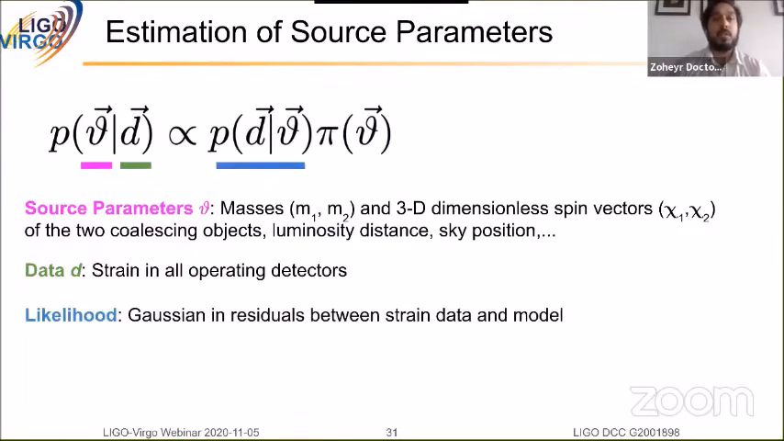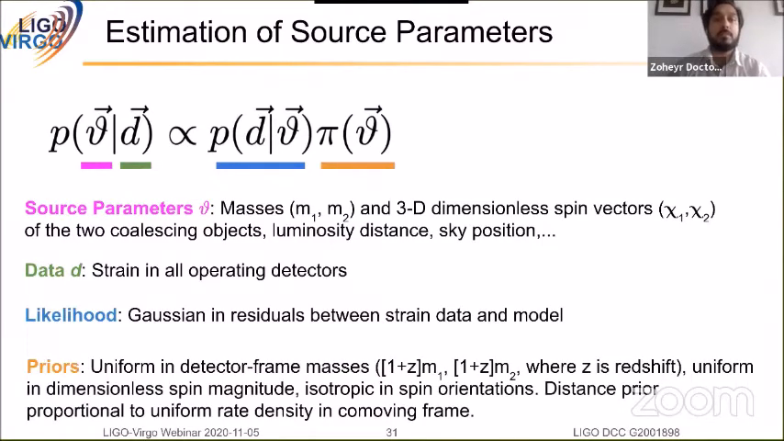So we can rewrite the posterior in terms of a likelihood and a prior. For the likelihood, we take it to be Gaussian in the residuals between the strain data and a choice of model and parameters to that model. And then we also need to set priors on all of the source parameters that we're trying to infer here. We take the same prior choices that we've used in the past, which is uniform in detector frame masses, uniform in dimensionless spin magnitude, isotropic in spin orientations.